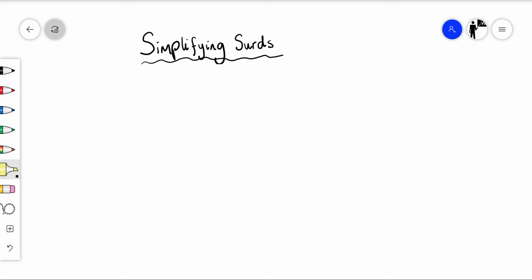Okay, we're going to have a look at simplifying surds. The main idea that you need to know in order to simplify a surd is you need to be comfortable with your square numbers. For example, 1 squared is 1, 2 squared is 4, 3 squared is 9, etc.